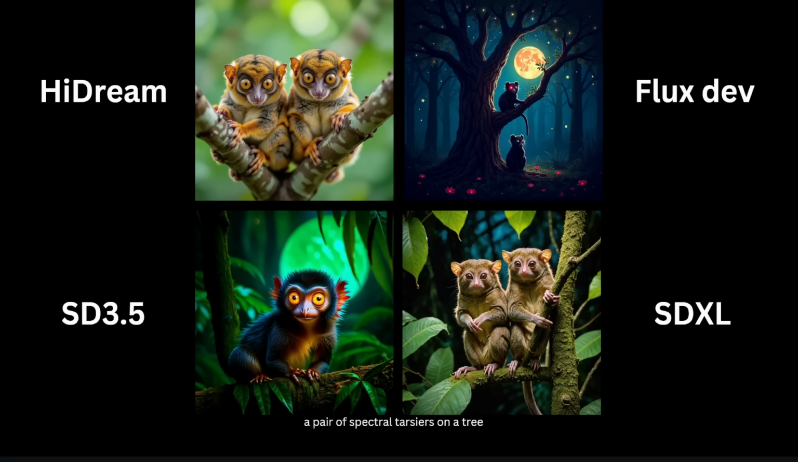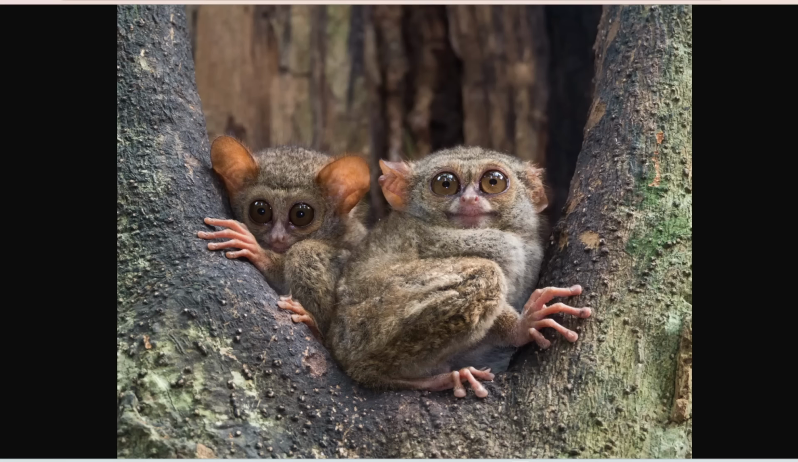Alright, next I wanted to test its ability to generate uncommon animals, because most image generators out there, they can generate common animals like dogs and cats, but they completely failed to generate more uncommon species. So here the prompt is a pair of spectral tarsiers on a tree. And for your information, spectral tarsiers look like this. They're actually primates and they have massive eyes, and these guys live in Sulawesi. Some people call them the real-life Baby Yoda.